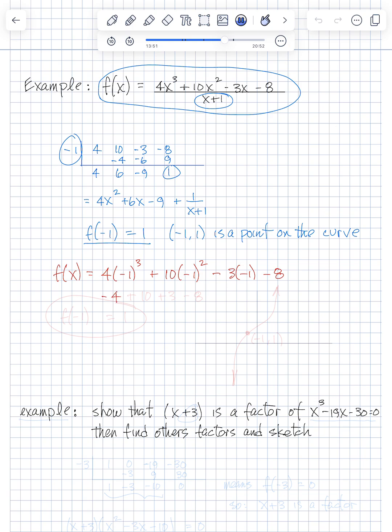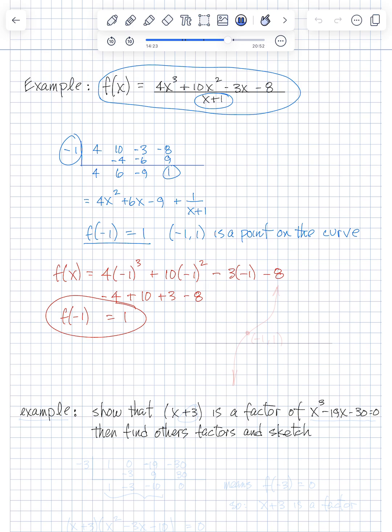Negative 1 squared is positive 1, so it's going to be plus 10. Minus 3 times minus 1 is a plus 3. Then we have our minus 8. So we have negative 4, negative 8, that's negative 12, and a plus 13 is equal to 1. So this proves that f of negative 1 is equal to 1, and that is a point on the curve.